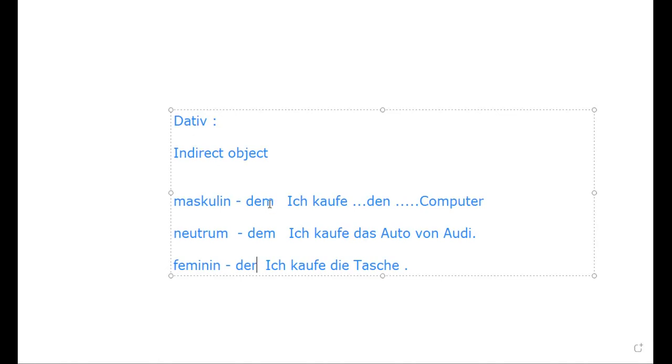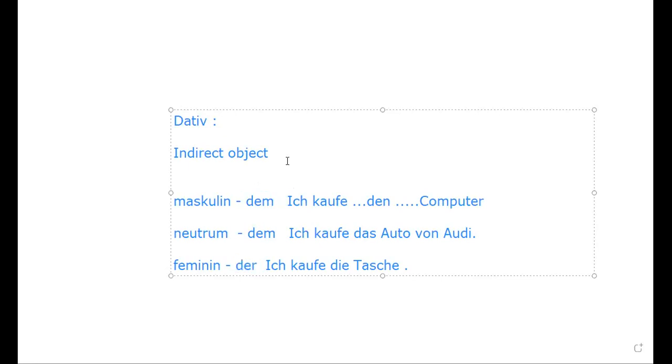See here, in the masculine dative case, the article will change. I'm comparing the dative case with nominative only, because nominative is the base form. I'm not comparing it with accusative. When I'm explaining dative, I'm comparing it with the nominative case, the gender. So der changes to dem, das changes to dem, and the feminine die changes to der. Depending upon the type of the gender, we apply the change.